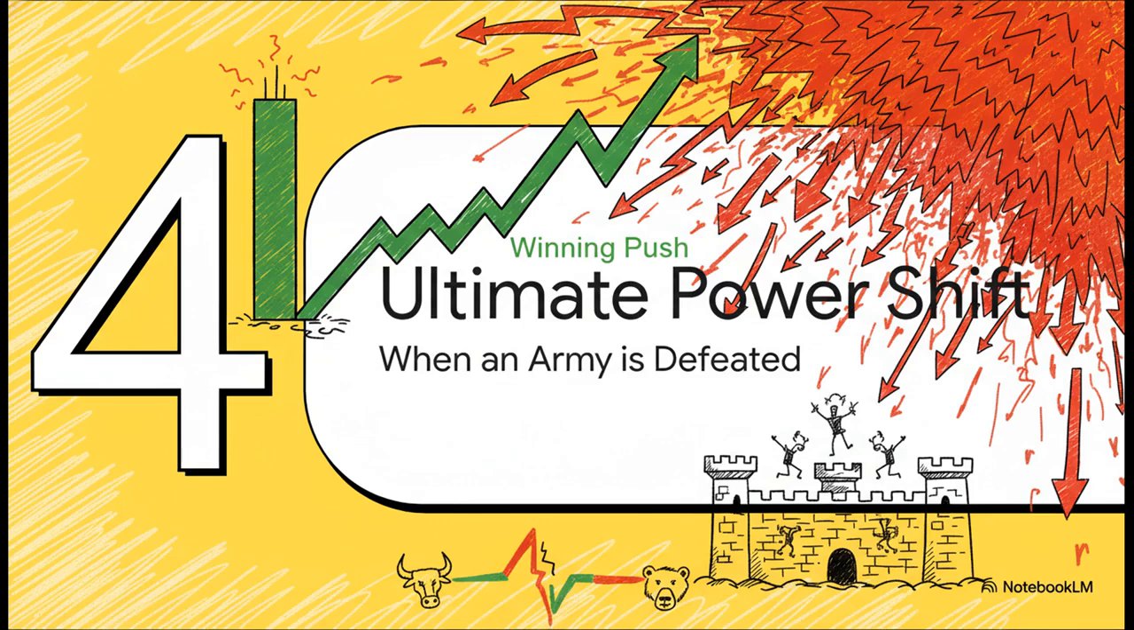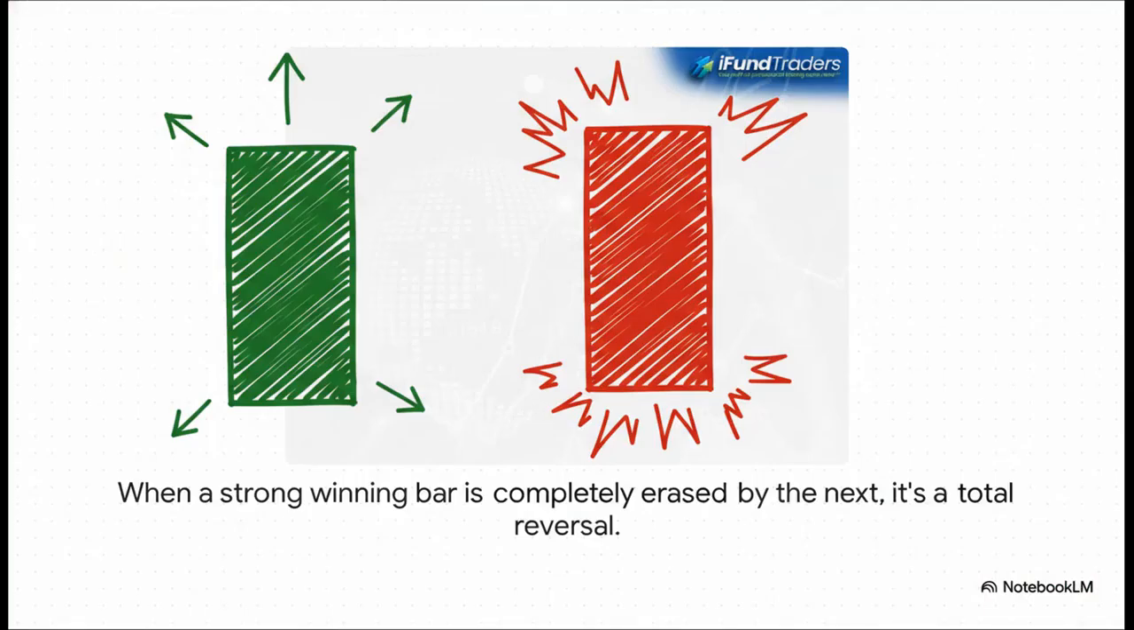You know, losing control of a single bar, that's one thing. But what happens when an entire army, a whole winning push, isn't just stopped, but is completely and utterly annihilated? Well, that's the ultimate power shift. Just look at this. You have a big, powerful green bar, a clear, confident win for the buyers. But then on the very next bar, the sellers come in with so much force that they completely erase every single one of those gains and then keep on going. This isn't just a lost battle. This is a complete rout.